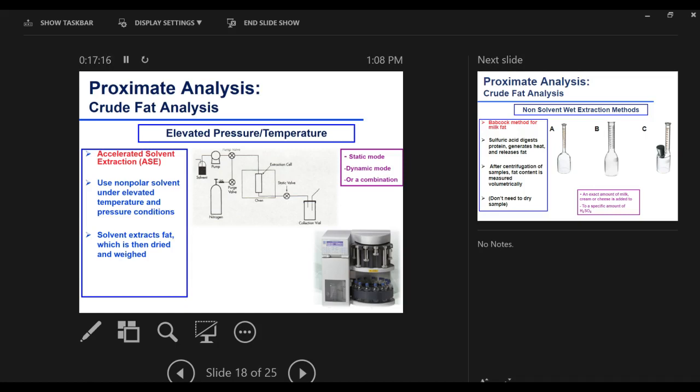You can do a combination of semi-continuous and static extraction, where you have a soaking step, and then you open the valve and allow fresh solvent to go in and extract again and collect more. That will give you a more complete extraction of your fat. And that is an automated system of accelerated solvent extraction. Here you can do extractions of not just fat, but any other organic matter that is soluble in organic solvents.